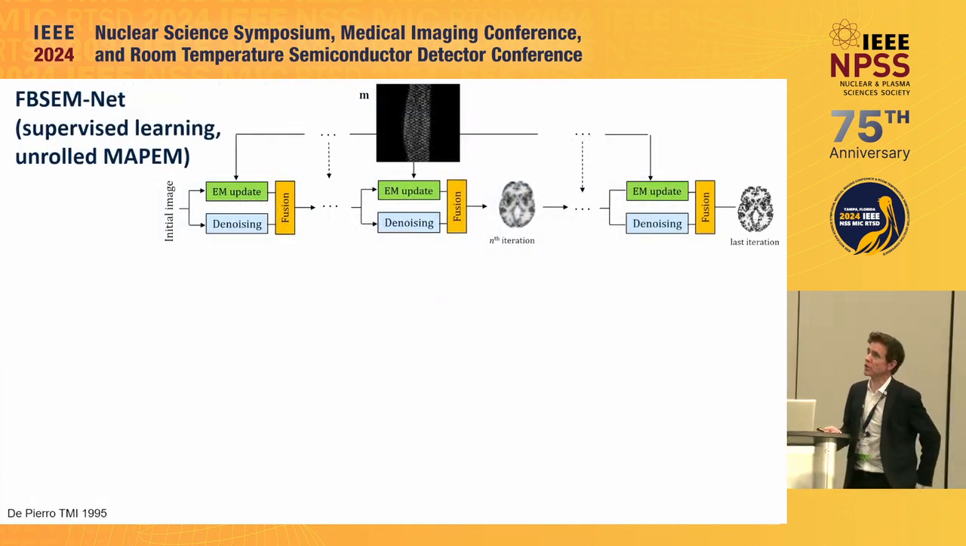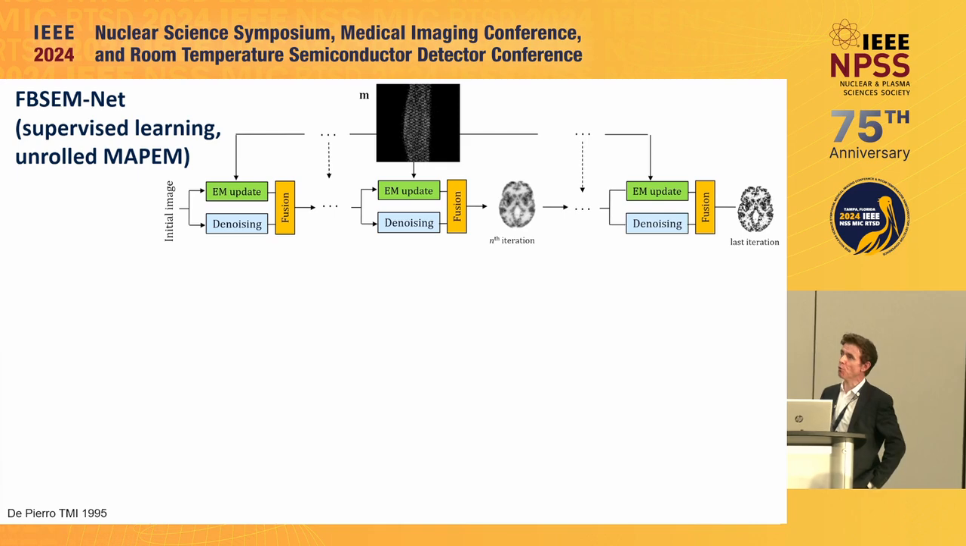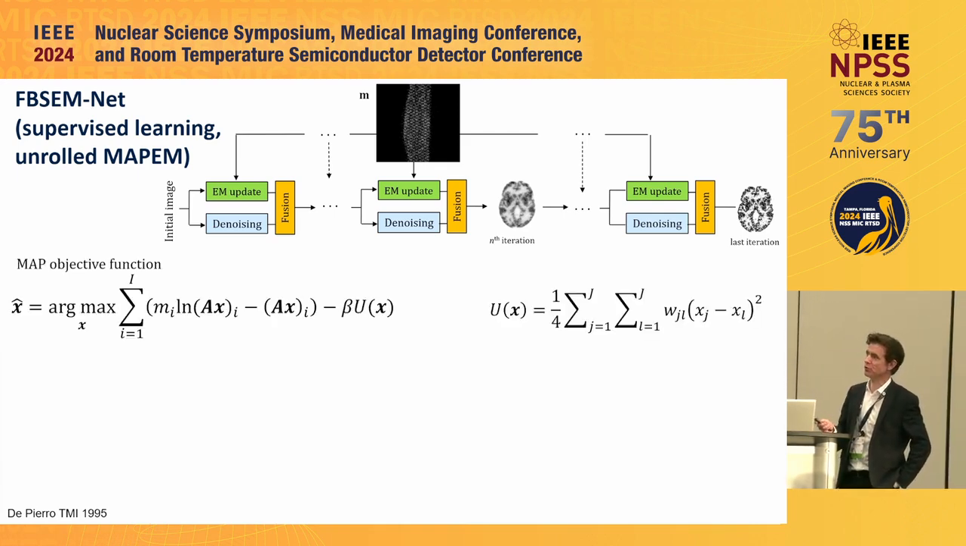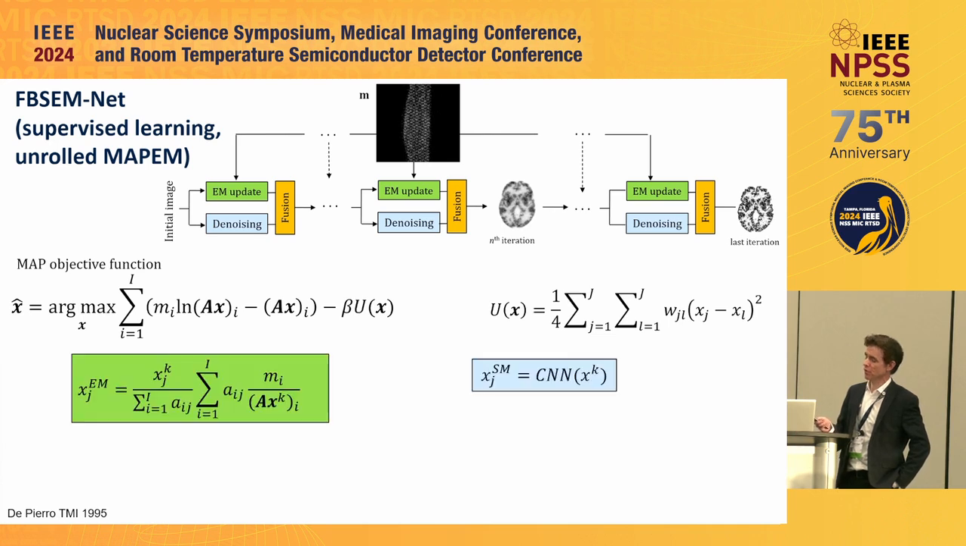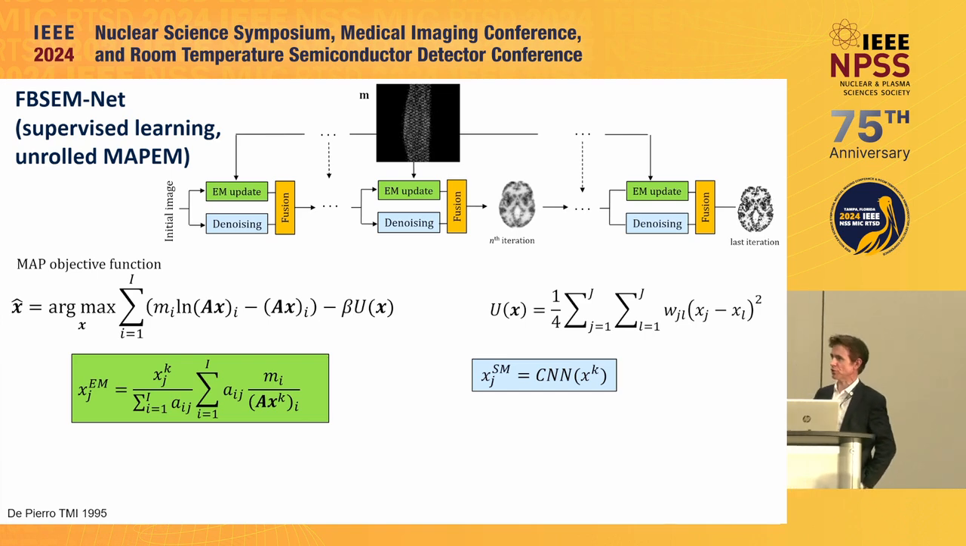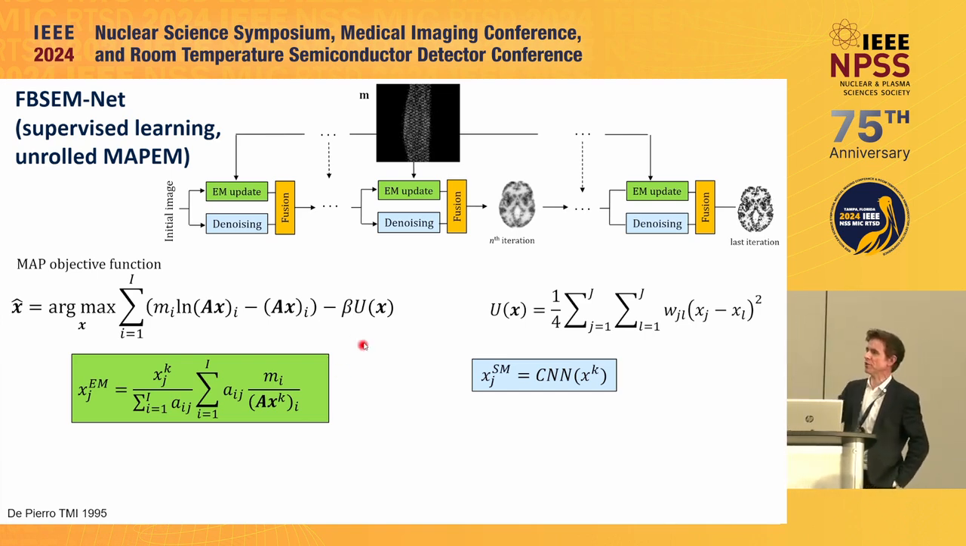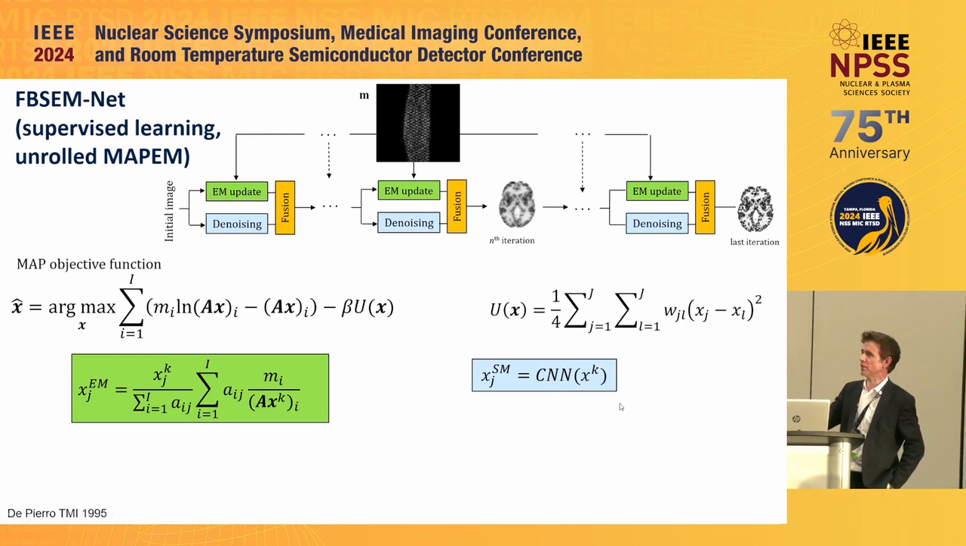So quickly then, let's look at how MapEM would be morphed into FBSCMNet. All we're doing is taking exactly what you just saw before, except we're replacing that U of X expression, in other words, the direction that would take us in a direction to reduce that energy. We're just going to replace that with a simple CNN network. That's in essence what we've done.